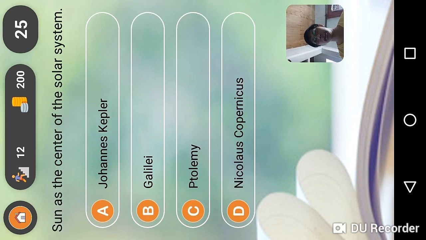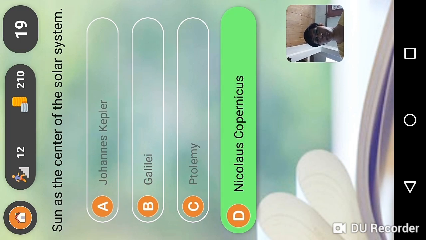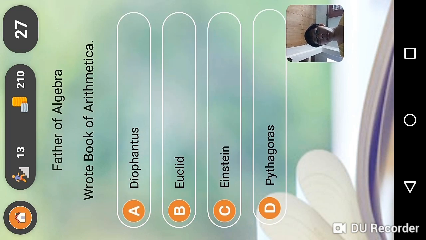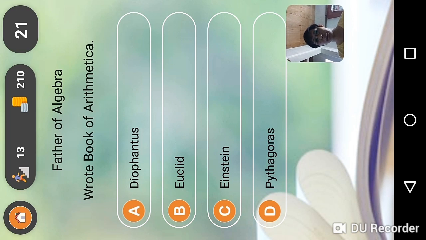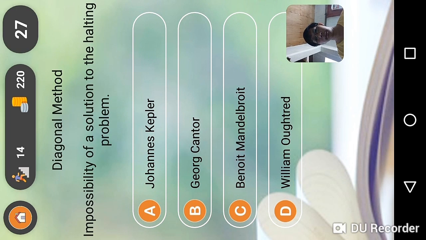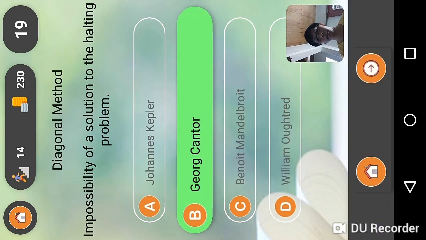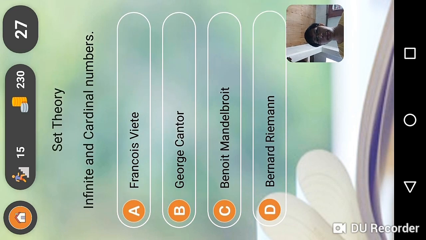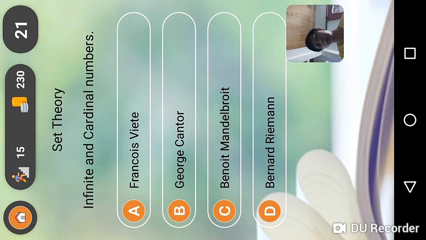Sun as the center of the solar system, Nicholas Copernicus. Father of algebra, wrote book of arithmetica, kay Diophantus. Diagonal method, impossibility of a solution to the halting problem, George Cantor. Set theory, infinite and cardinal numbers, kay George Cantor ulit.